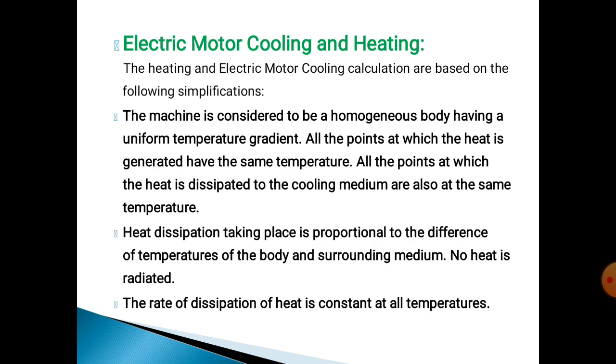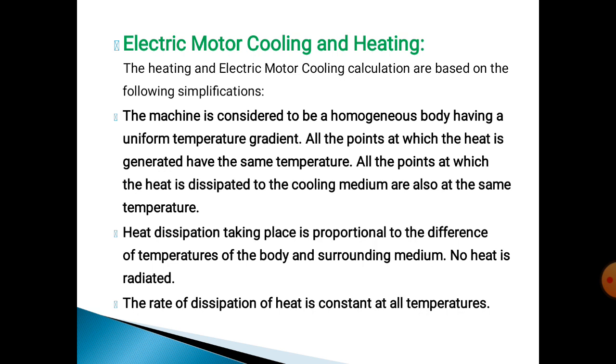The losses occurring in the machine are W is equal to WC plus X square into WV. That means W is the total power loss, WC is the constant losses, WV is the variable loss, and X is the load on the motor expressed as a fraction of rated load.